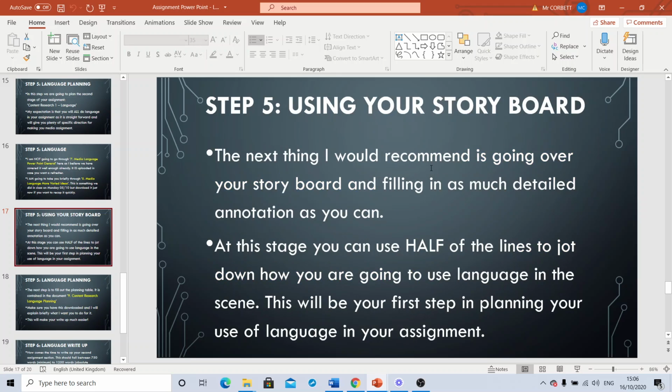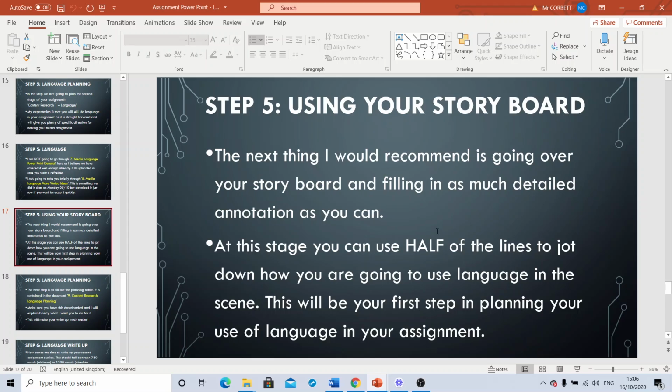The next thing I'd recommend is going over your storyboard and filling in as much detailed annotation as you can. So you've had your first pass at your storyboard. All right. Now what I want you to do is I want you to go over it again. I want you to kind of have a think about, okay, now that I've looked at language again, looked at colours, oh, actually, lighting here would be quite important. Oh, actually, camera angle here would be quite important. Composition here would be quite important. Okay, what else can you put into your kind of wee space for annotations?